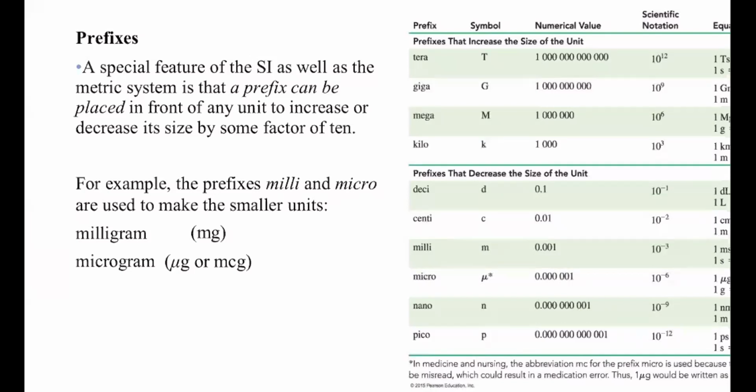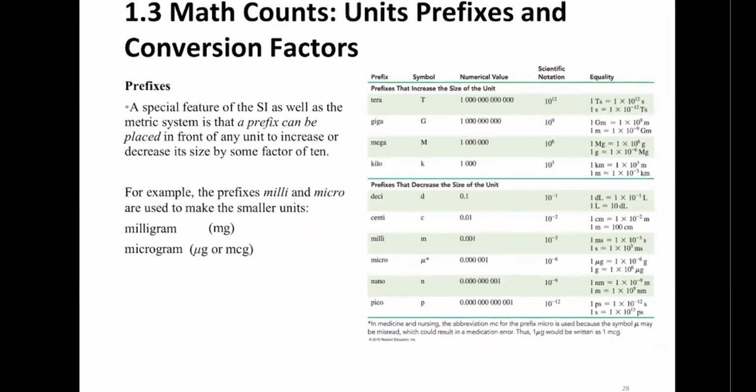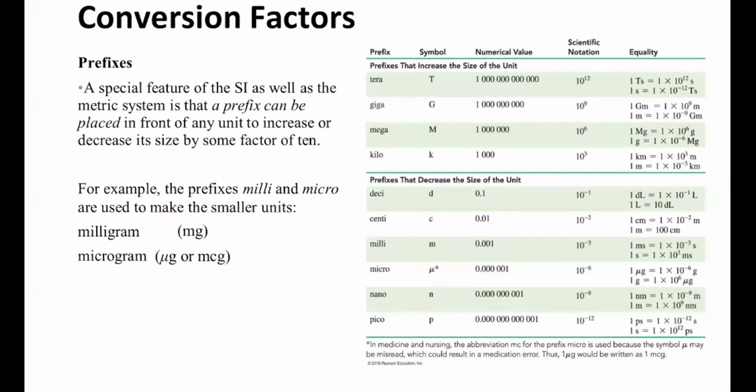Now, why is this important? Well, these prefixes, as you can see, are related to one another by factors of 10. Even though the list of prefixes is more extensive than this, I want you guys to at least know these: tera, giga, mega, kilo, deci, centi, milli, micro, nano, pico. Those are the ones that I want you to know, okay? So make sure that you know these for exam 1.